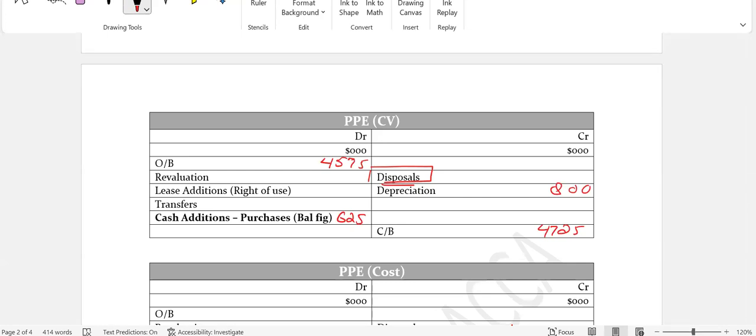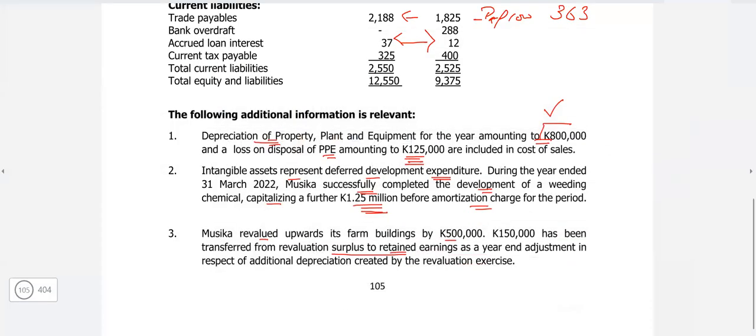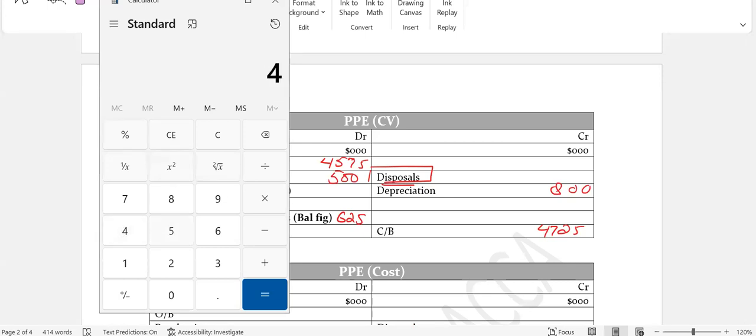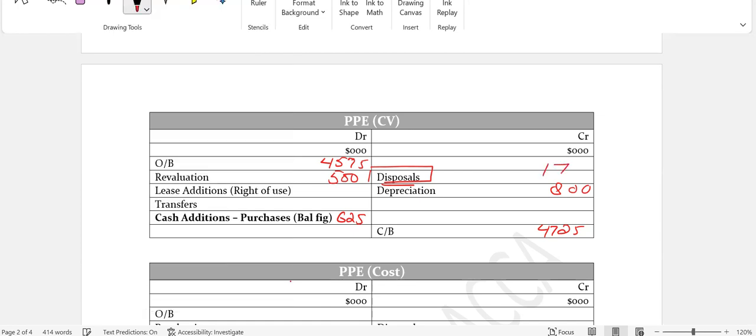So now we are done, 4 figures. And there's a revaluation as well. The question said ZICA revalues upwards its firm building by K500, which will go in the property, plant, and equipment, as a revaluation of 500. Now we can calculate it: 4575 plus 500 plus 625 minus 800 minus 4725. So 175 is the carrying value of the asset being disposed.